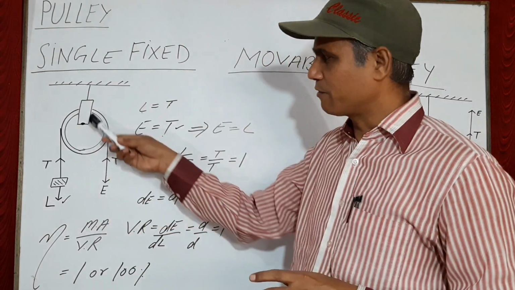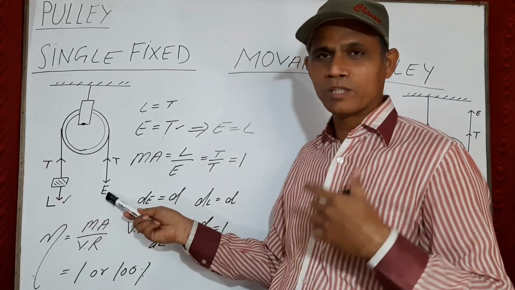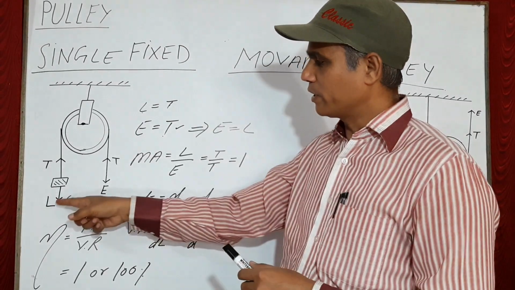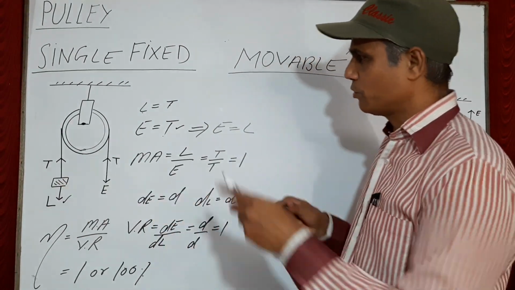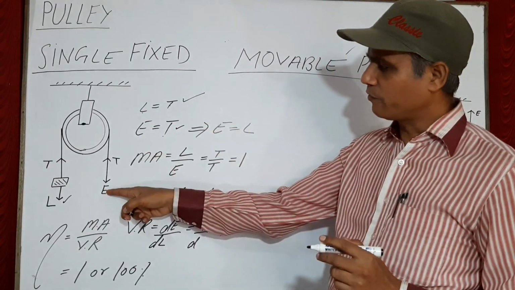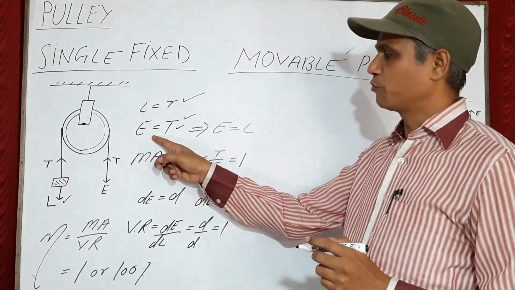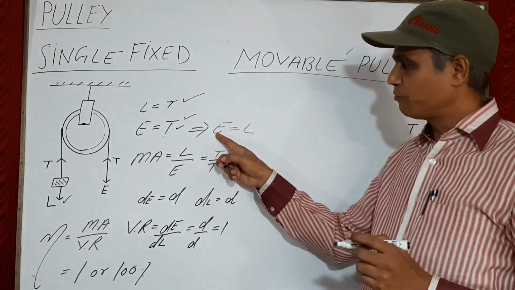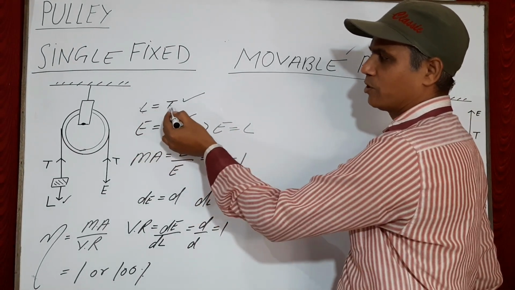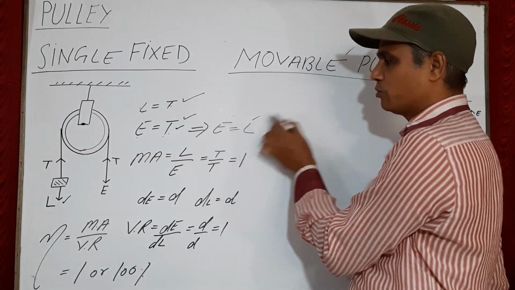So first of all, as I have shown over here, a diagram is there. Load you can see is over here, effort you are applying over here, and in the balanced position, load is equal to tension. So load is equal to tension, and also effort is equal to tension. Effort is also balanced by tension. From this and this you can easily see L is equal to T, E is also equal to T, therefore E is equal to L. Effort is equal to load.